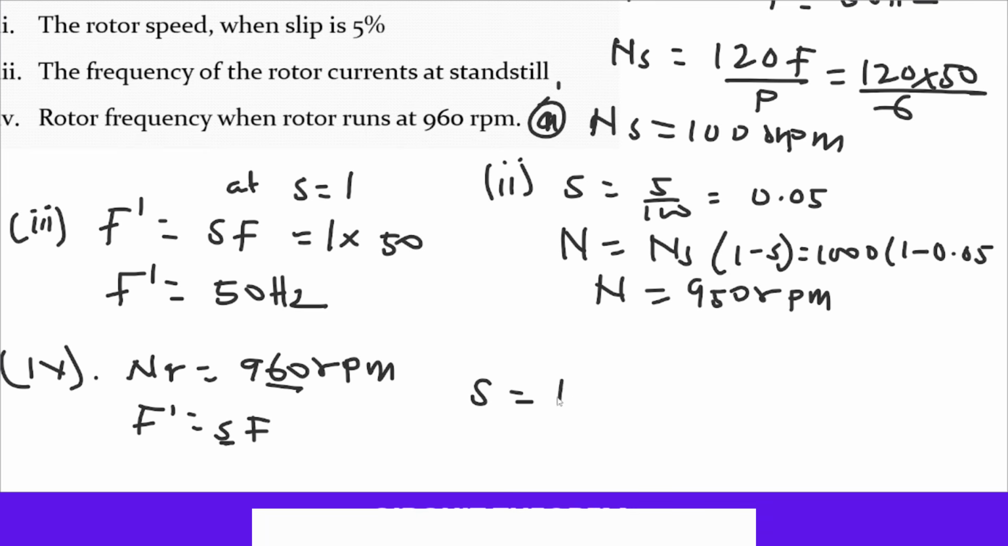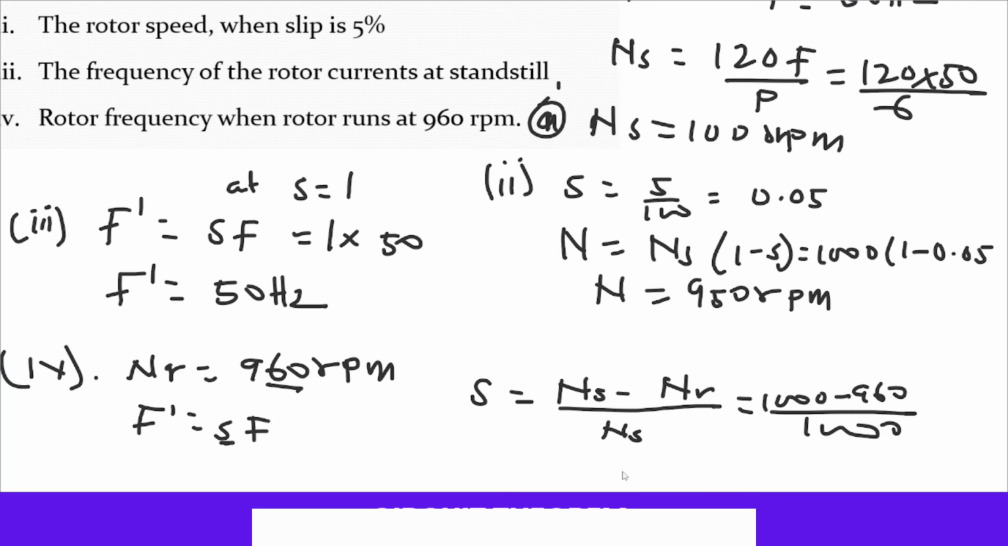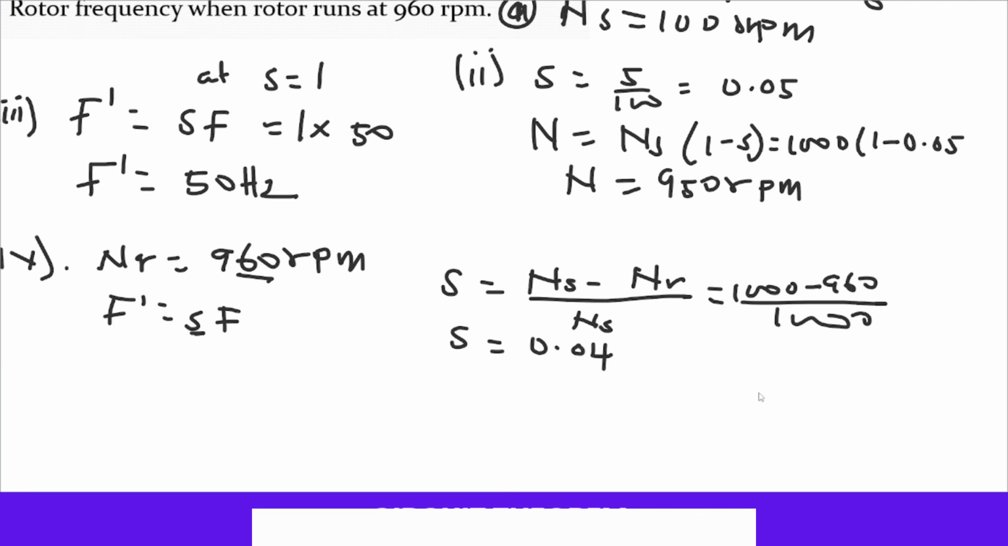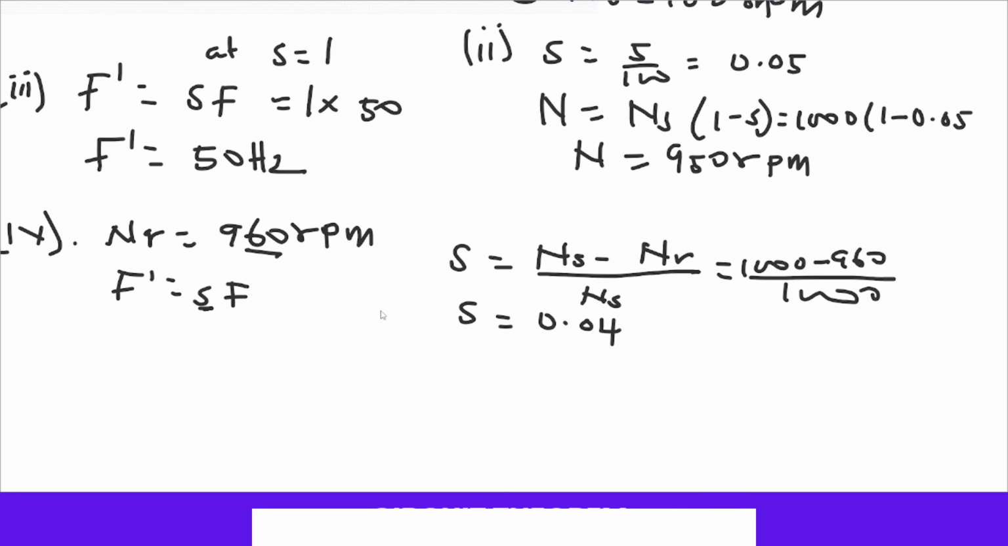So the slip is given by the speed of the stator, or the synchronous speed, minus the rotor speed, all divided by the stator speed or the synchronous speed. And that will give us 1000 minus 960, divided by 1000. Okay. So this one will give us a corresponding slip to be equal to 0.04.